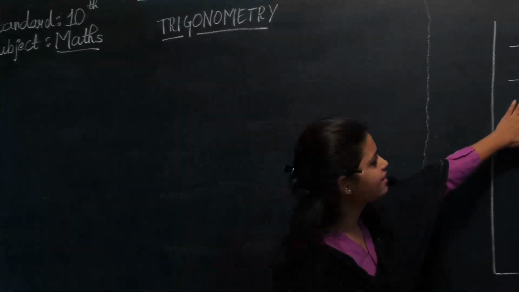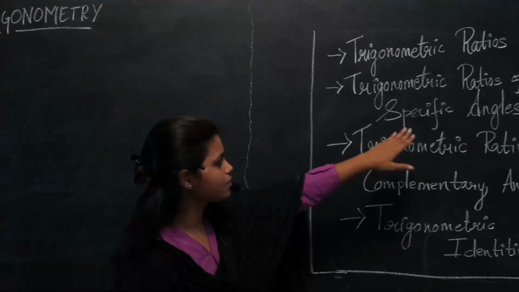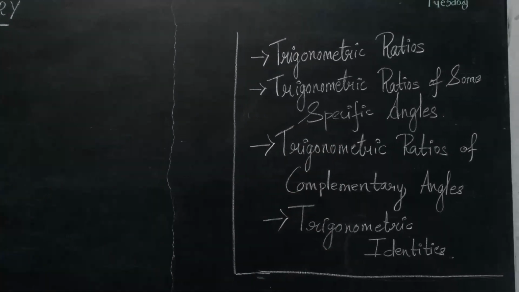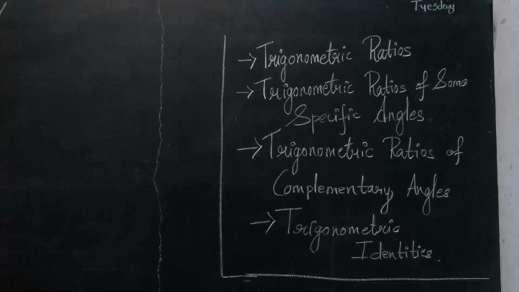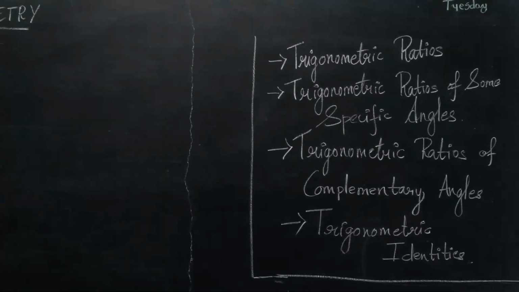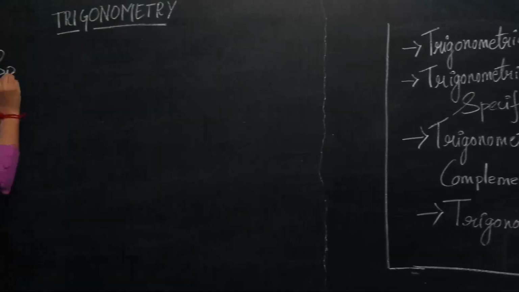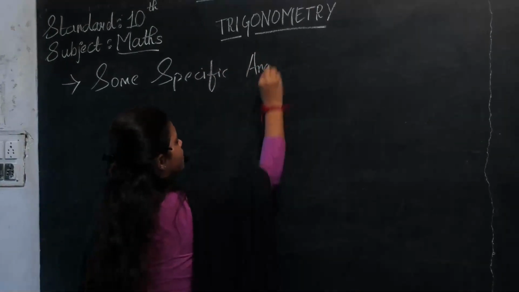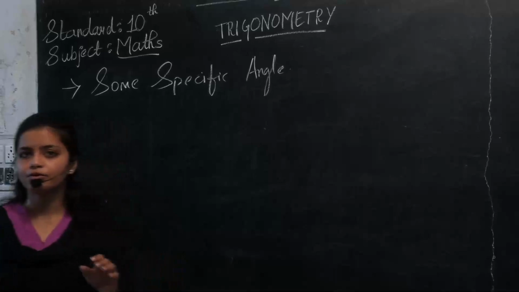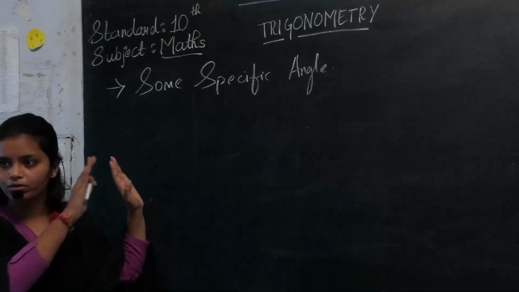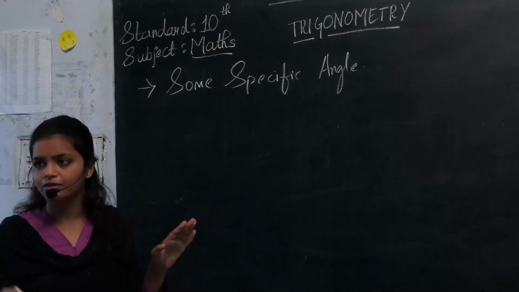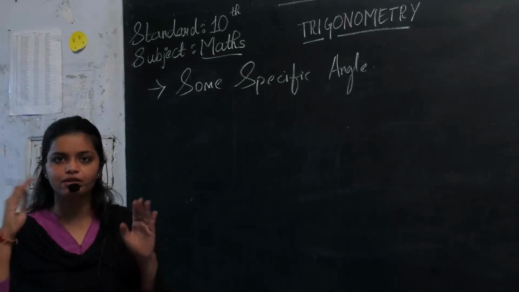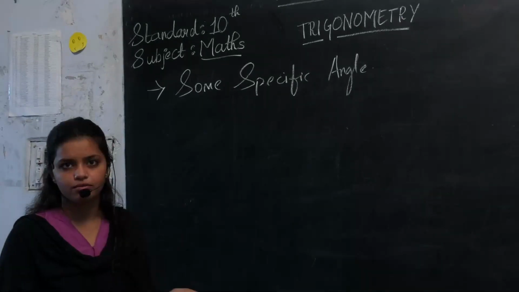Okay, here we start. The next topic is trigonometric ratios of some specific angles. Now what are these angles? Don't get confused. Now I will teach you one trick to learn these angles. See, these all are angles. You will get confused about which angle we use and which we don't use.